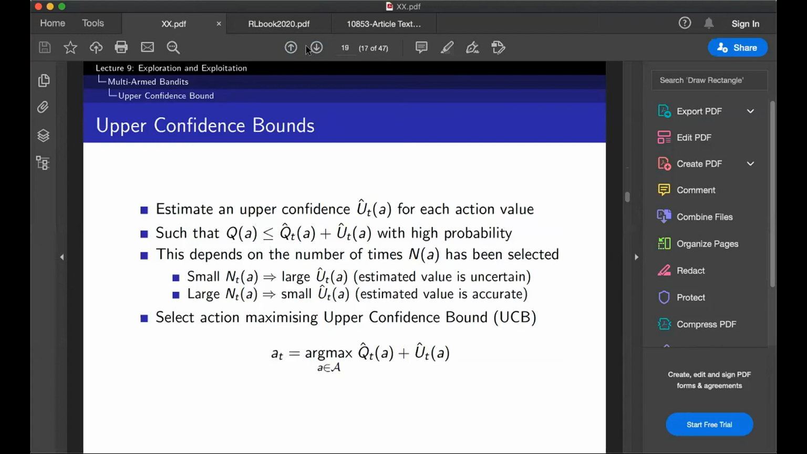As you collect more information, your U term keeps going down, but you have more confidence in your Q term to make that decision. So you no longer need the U term to play a role in picking that particular action. You have enough information whether you should pick or not pick that particular action.